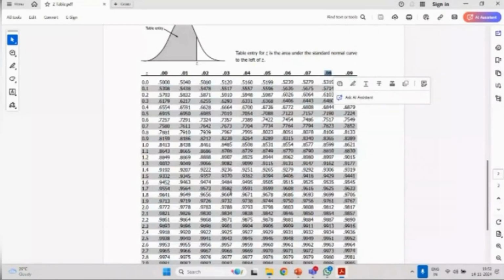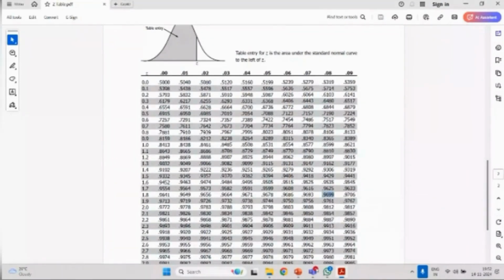So in this row corresponding to this, what is the value we need to find? It is 0.9699. This is the probability value corresponding to the 1.88 Z value. Friends, are you able to follow? Yes, sir.